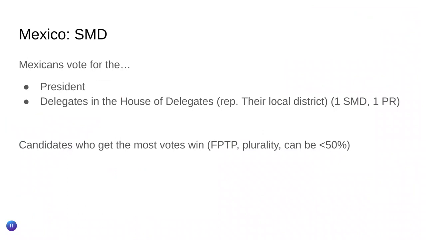So the candidates who have the most votes, first past the post, plurality, can be less than 50% even, are the ones that win the election. You can become the president of Mexico or a delegate in the House of Delegates with 40% of the vote if you got the most votes.